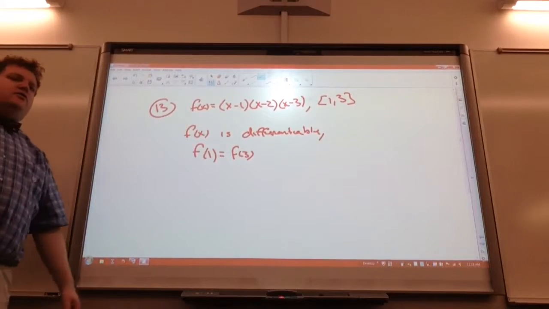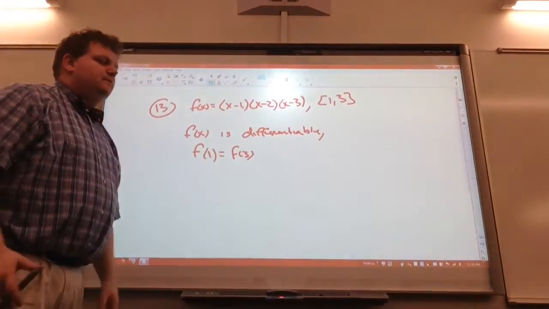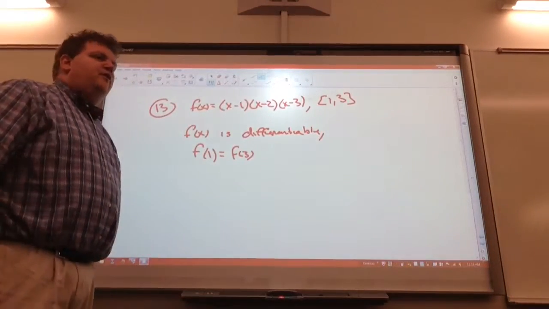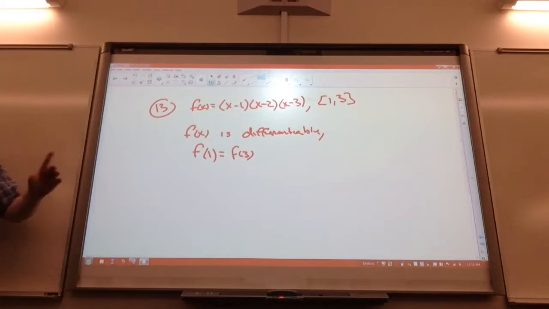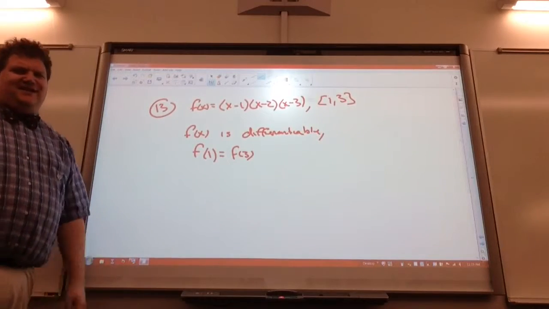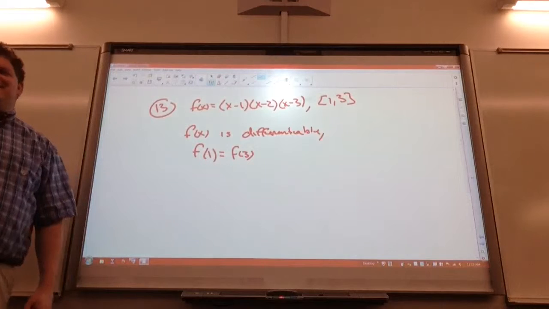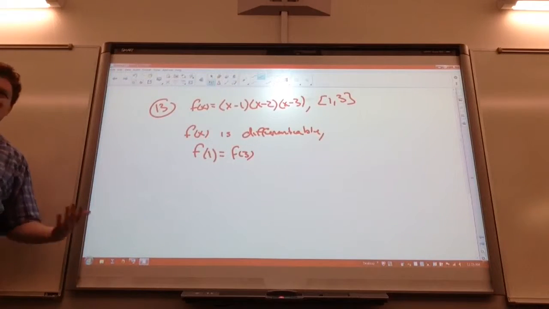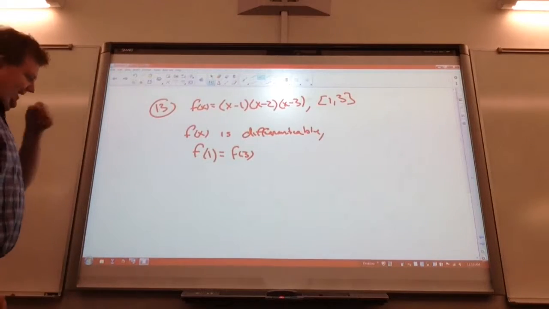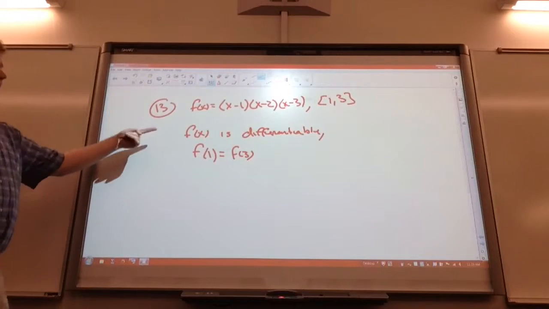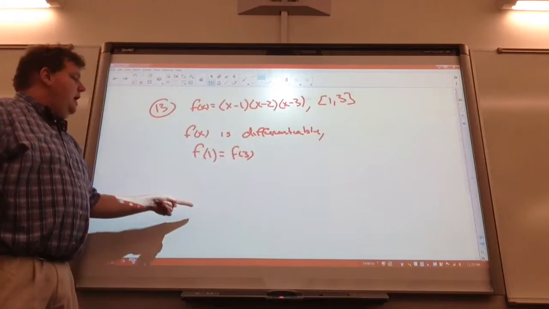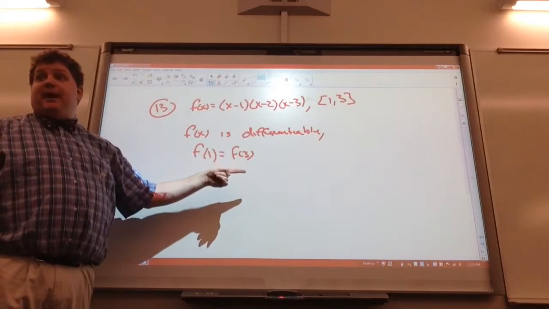Differentiability also directly implies continuity. So if something's differentiable, it's automatically continuous. The other way around is not true. So something that's continuous is not automatically differentiable, but almost all the functions we see are differentiable because, let's face it, this is calculus class, and we want to take the derivative, don't we? So a lot of things we see are differentiable. But anyway, f of x is differentiable. F of 1 is indeed equal to f of 3, right?